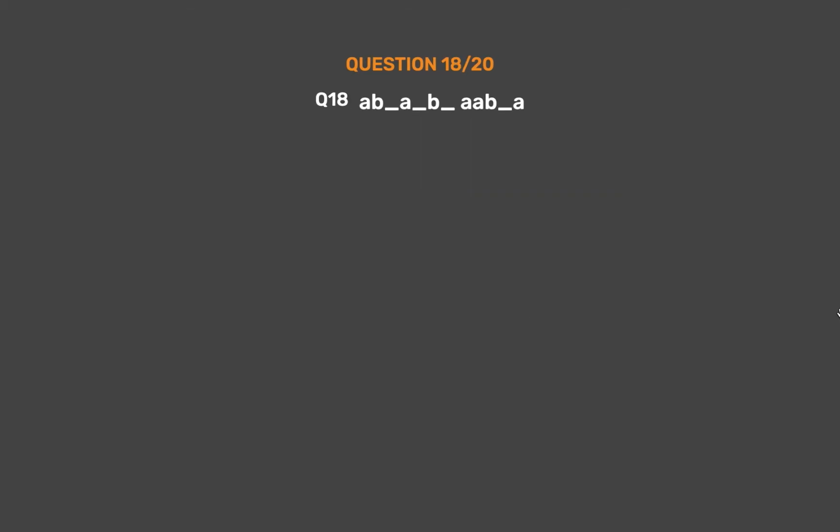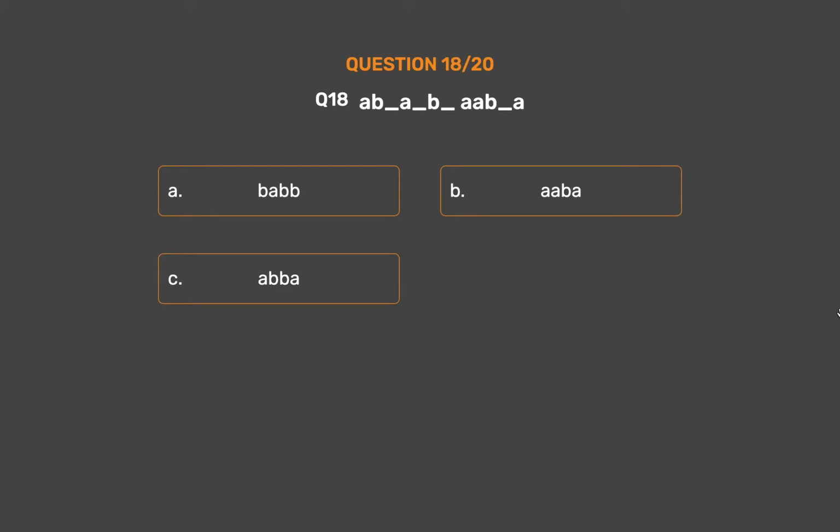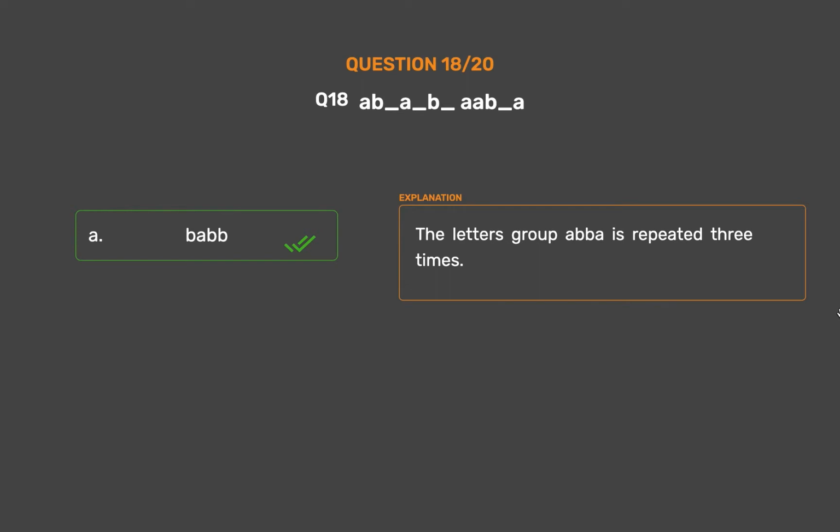Question number 18. AB_A_B_AB_A. Option A, BAB. Option B, ABA. Option C, ABBA. Option D, BAB. The correct answer is option A, BAB. The letter group ABBA is repeated 3 times.